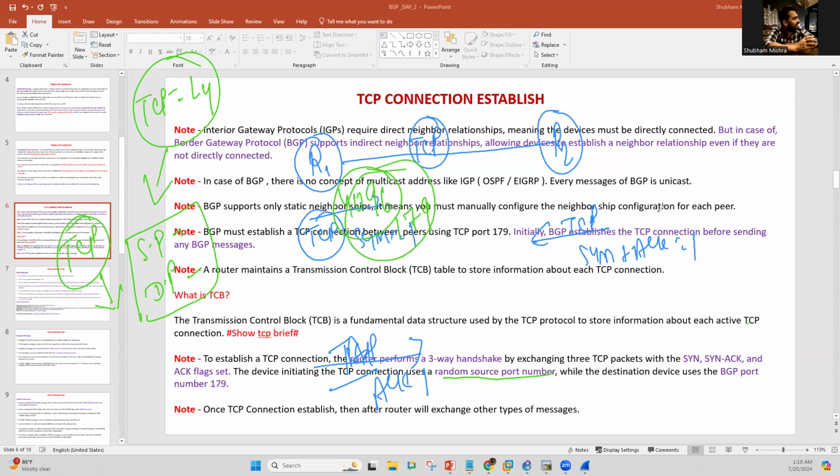Are you getting my point? It means R1 always uses a random port number, let's suppose 4096. But for R1, who is the destination? R2 is the destination. R2 always uses the BGP port number, that is 179. I hope you understand these things. Again, the device that initiates the TCP connection always uses a random port number, but the receiver or destination device always uses the BGP port number, that is 179.